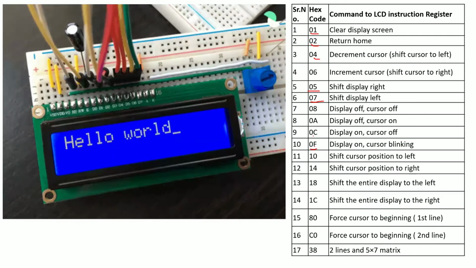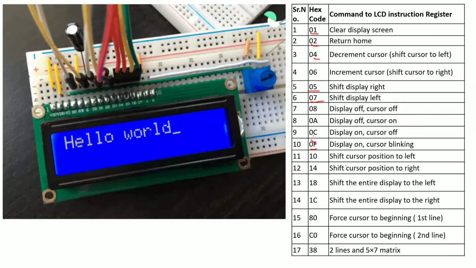The next one is 0F, display on, cursor blinking. So whenever I write 0F, display on, cursor blinking, which is exactly what you are seeing in this picture, right? The display is on, that means the display is showing the text "hello world", and the cursor is blinking. Blinking means on and off, on and off. This is the command which I sent previously to this microcontroller, so that we can see the display as well as the cursor blinking. Okay, so this is the command 0F.